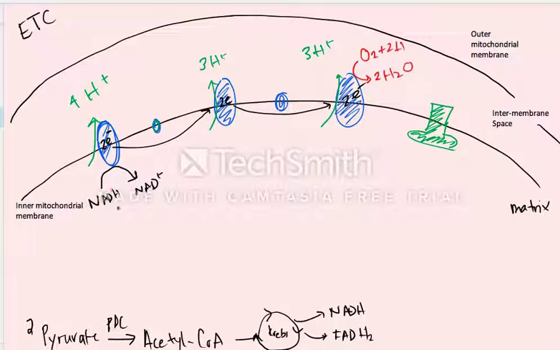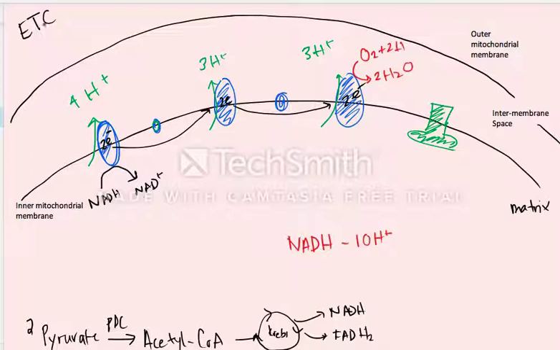So the oxidation of NADH to NAD plus caused the pumping out of 10 protons. So I'm going to write that down here. NADH caused the pumping out of 10 protons. And we're going to see why they're so important later. 10 protons.